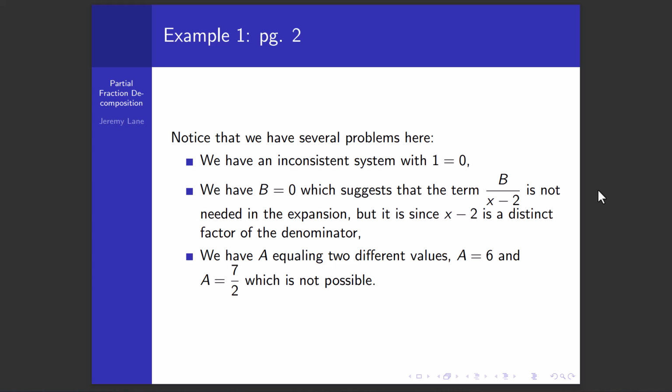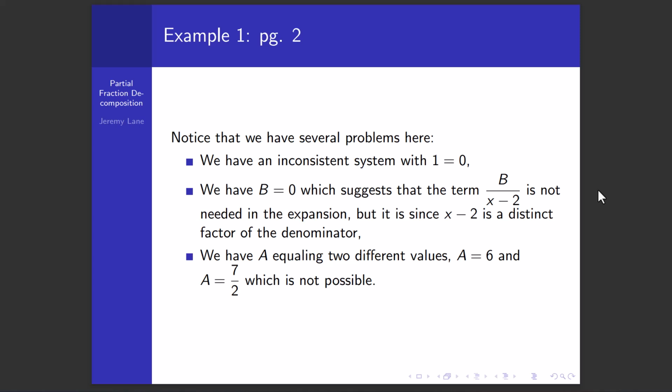Now we notice that we have several problems here. One, according to our system, it's inconsistent because one of our equations was 1 equals 0. This is a completely false equation. We also have b equal to 0, which suggests that the term b divided by x minus 2 is not needed in the expansion. But x minus 2 is a distinct linear factor for the denominator, so it is needed in the expansion.